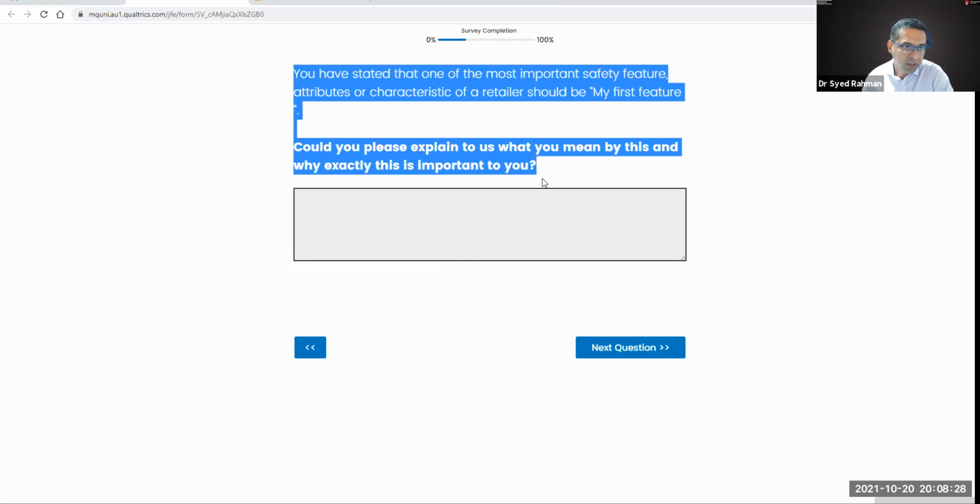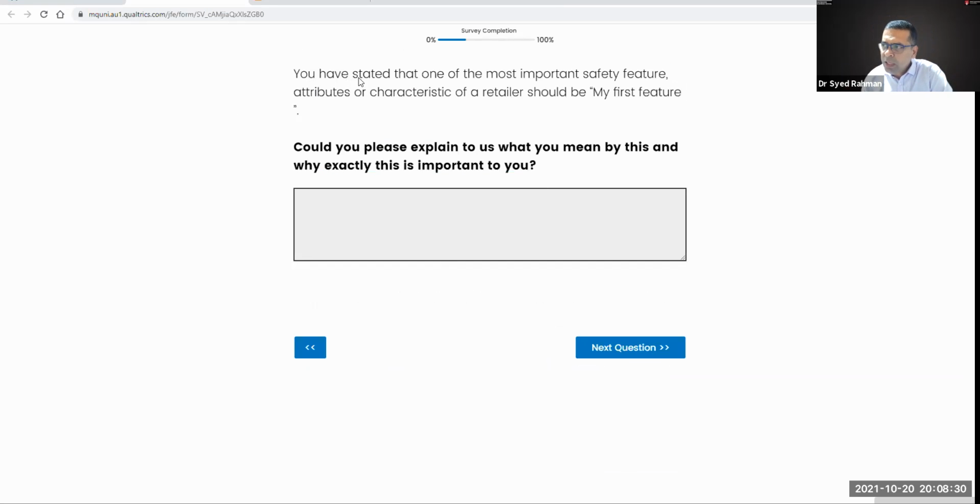That's what I recommend. You can copy it. You have stated that one of the most important features, attributes or characteristics of a retailer should be... So you will just change here based on your context, and you see that I have piped that information. See that I typed before my first attribute, and then I asked, could you please explain to us what you mean by this and why exactly this is important to you.